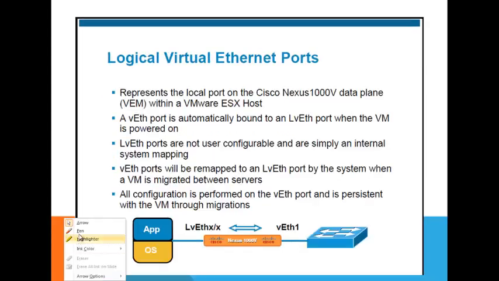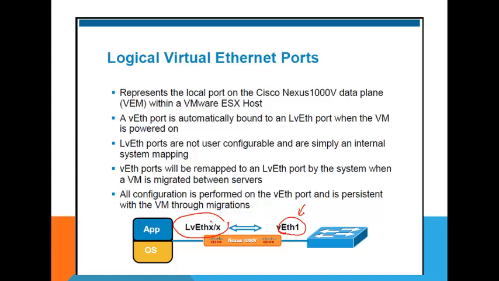Now internally this is how it works. When we say vEth, we just talk about vEth on VM, but there is also one more, LVEth and the port number. So this is the actual logical port on the Nexus 1000V. This is mapped to this. When I move this machine, this will change, but we will not notice this. This will never change. vEth1 will not change. It is bound to this VM, but this will change.